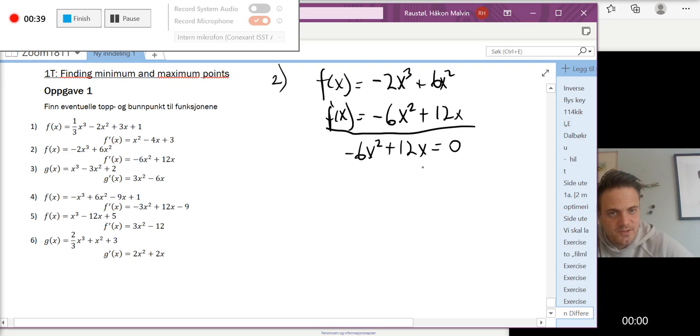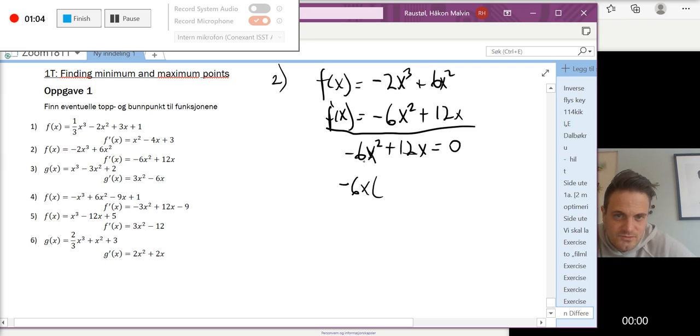And then I get a second degree equation here. So I must find out when this is 0. And to solve this equation, it's just 2 terms, right? So I don't have to use the ABC formula. Here I could just factorize. I have a lot in common, I have 6 in common. This is 6 times 2, and I have an x in common. And if the first term here is negative, we also put minus outside.